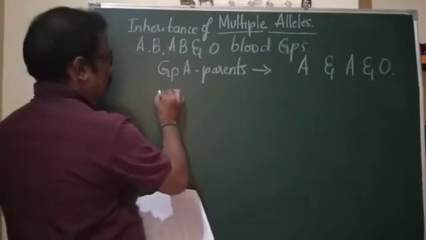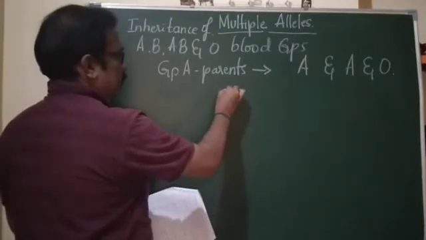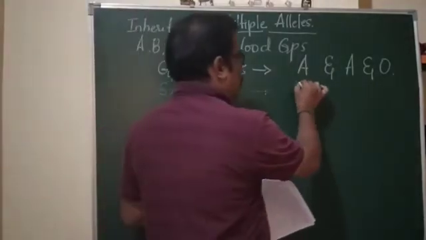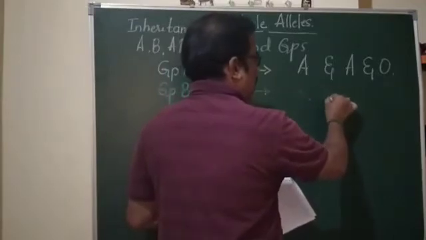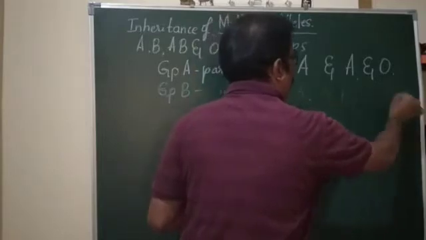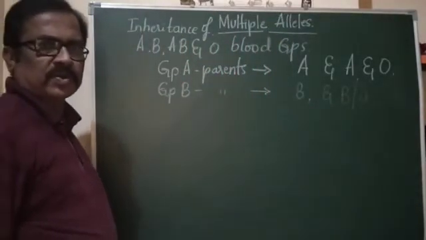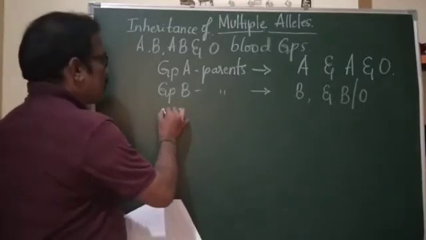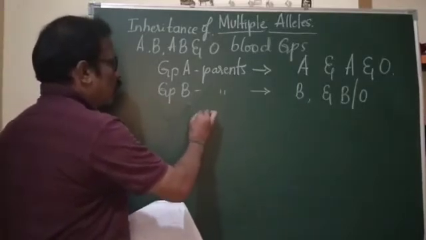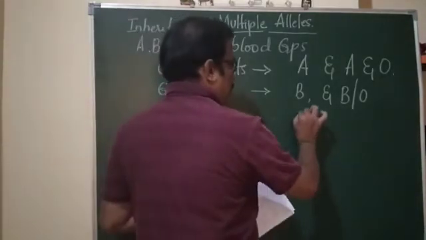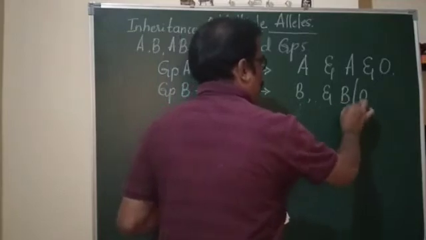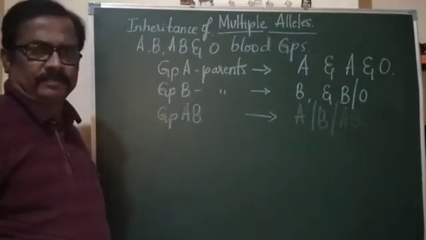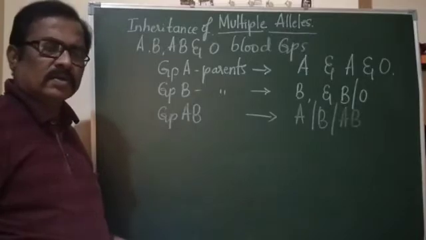Similarly, group B parents are also of two types, that is those with B progeny and those with B or O progeny. And the offsprings of group AB parents are either A or B or AB. That is about group AB parents.